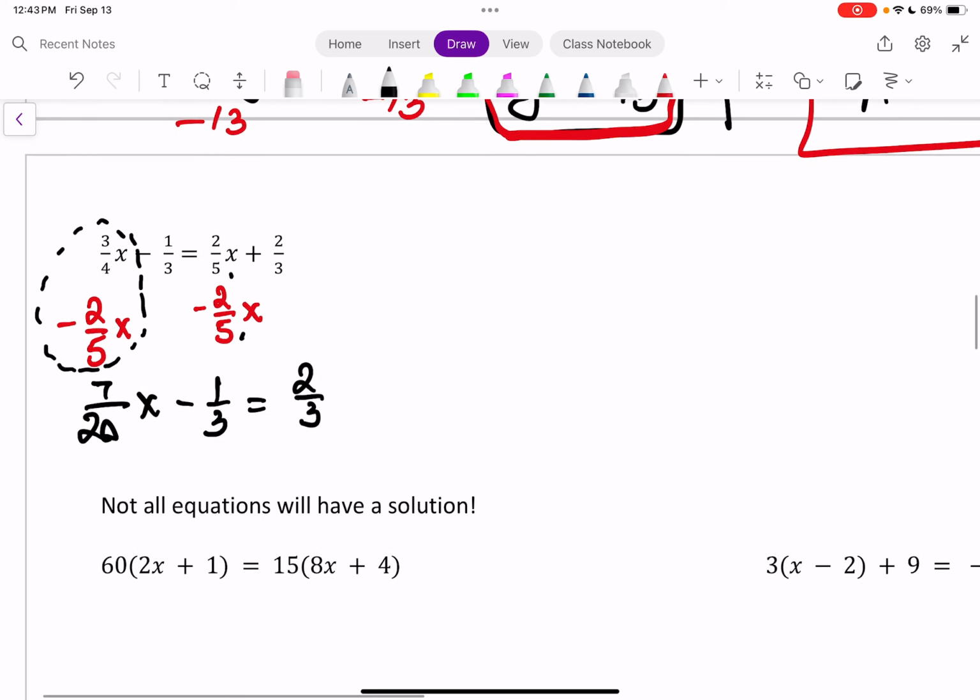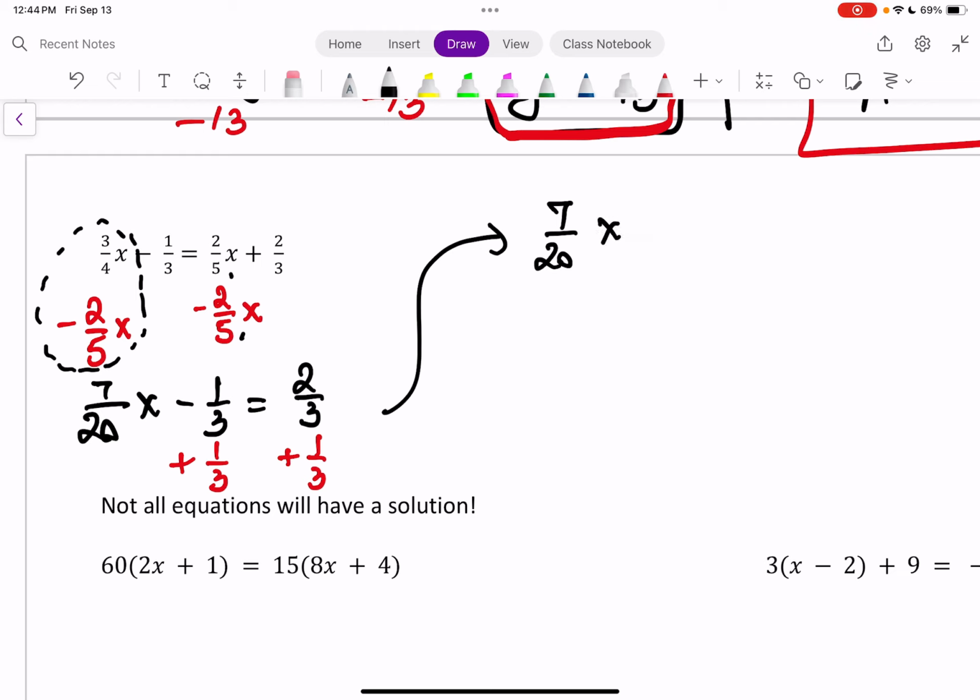Okay. And finally, I need to get the constant terms over, so I'm going to add 1/3 to both sides. I'll take it over. So I have 7 over 20 x. Negative 1/3 plus 1/3 is 0. And 2/3 plus 1/3, by the way, that's 3/3, which equals 1. You can put it in your calculator, right?